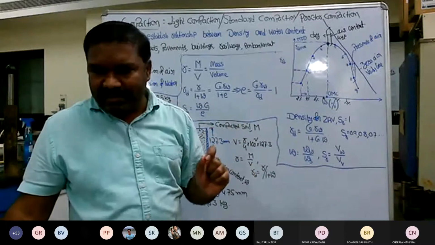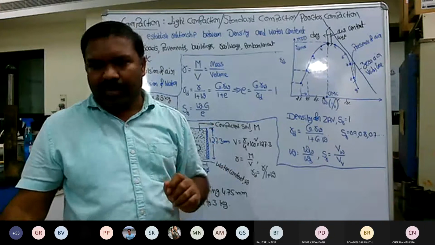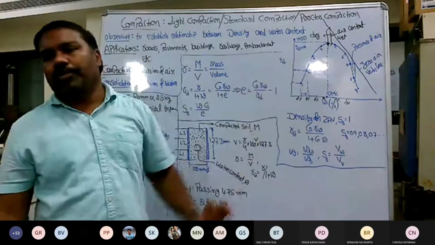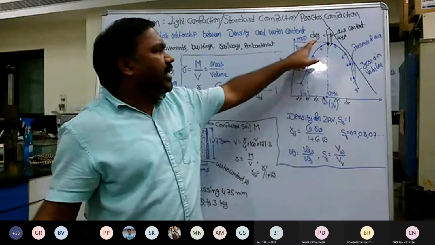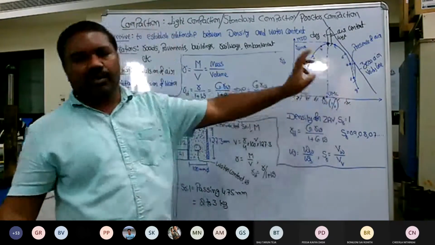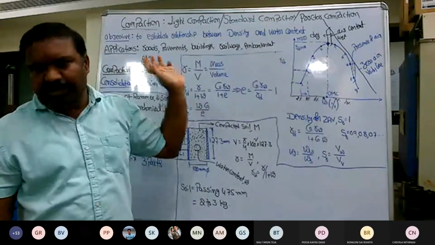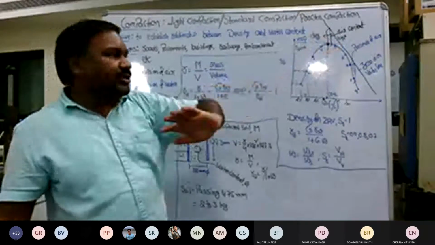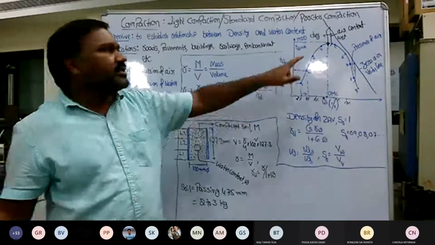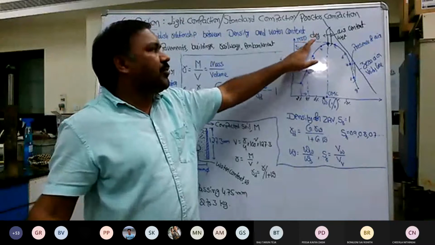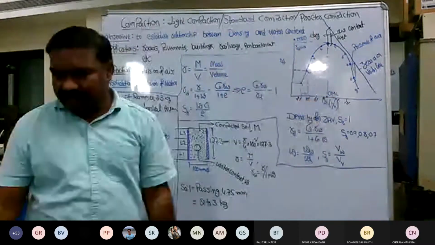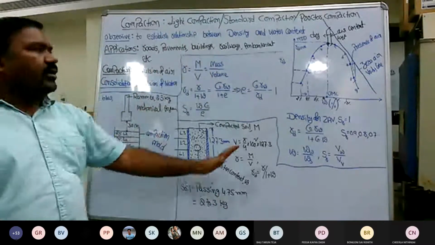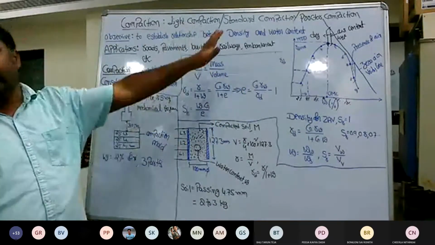For what density state should I compact? That density state will be achieved by establishing this compaction curve in the laboratory. So the MDD, or gamma d max, and OMC values are supplied to the practicing engineers. And in the field, once they are rolling the soil mass, they ensure that the rolled density is equivalent to a certain percentage of this MDD or gamma d max at OMC.